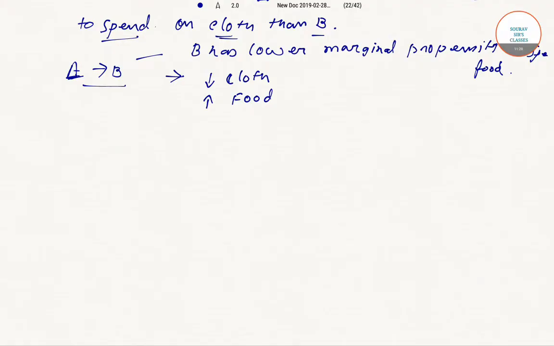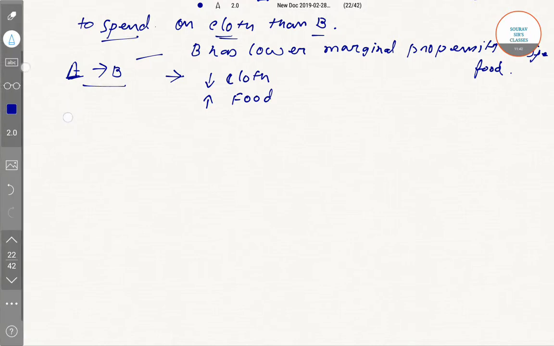Now we know what that is. First of all, what we have to do is simply draw a diagram, and it will be easier for you to understand the concept. So we'll simply draw a diagram.